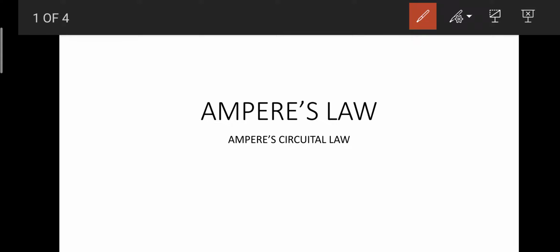The article for today is Ampere's law. Ampere's law, which is also known as Ampere's Circuital law, has a very great importance in electromagnetism.